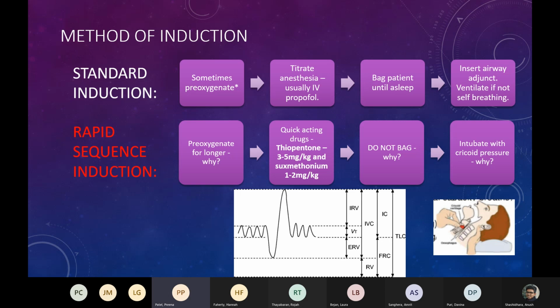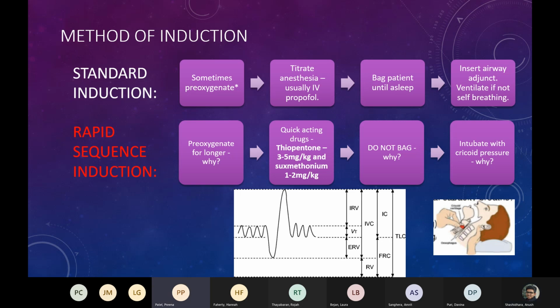Does anyone know why we do any of those things? I can appreciate that if you guys don't know, or this is the first you're hearing about rapid sequence induction, you probably don't, but do you guys want to guess why you don't bag them? Cricoid pressure might be why you pre-oxygenate them for longer. Probably go through it because I don't think you can figure it out. It's one of those things you either know or you don't, right? Yeah, it's intuitive when you work it out.